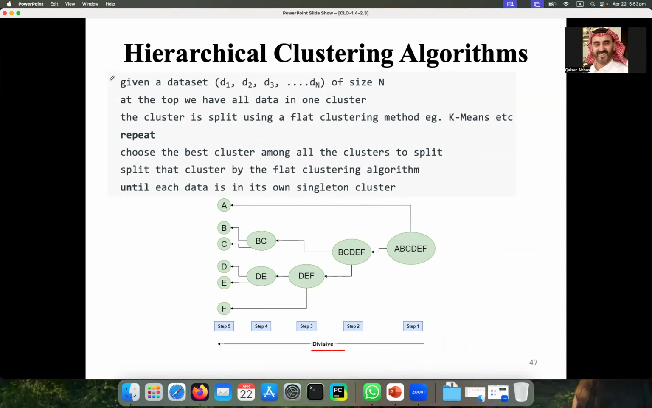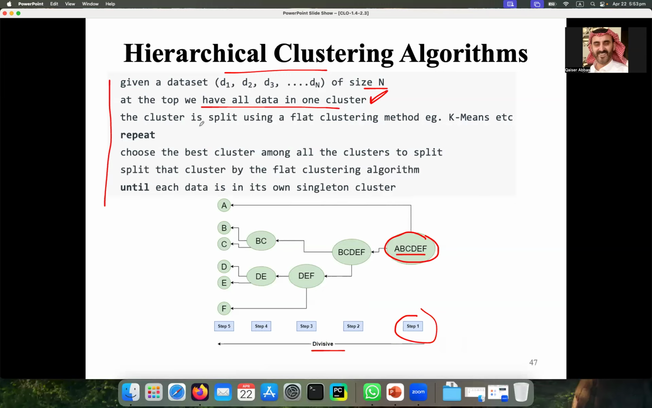If you look into this theoretical algorithm, the given data set is D1 to Dn, with size n. At the top, we have all the data in one cluster. So what is the initial step? This is step 1. At the top, you have all the data in one cluster. This is a single cluster, and you have all the data points A, B, C, D in it.